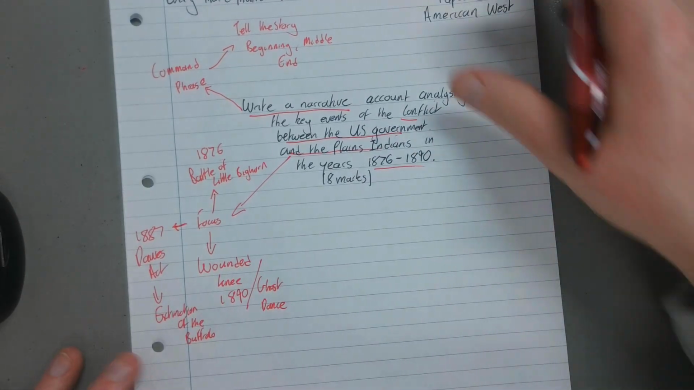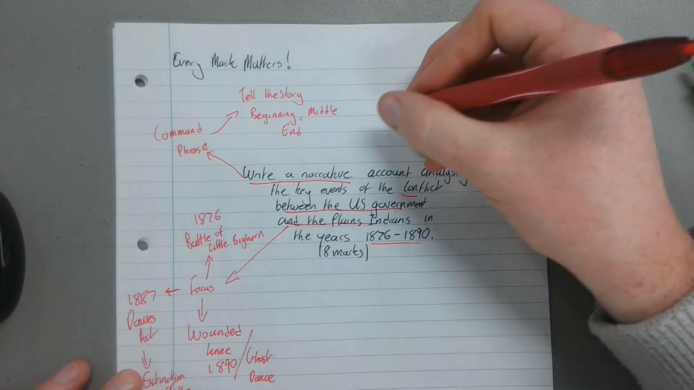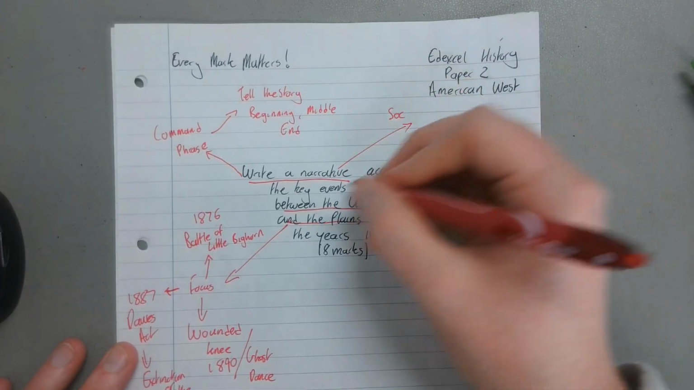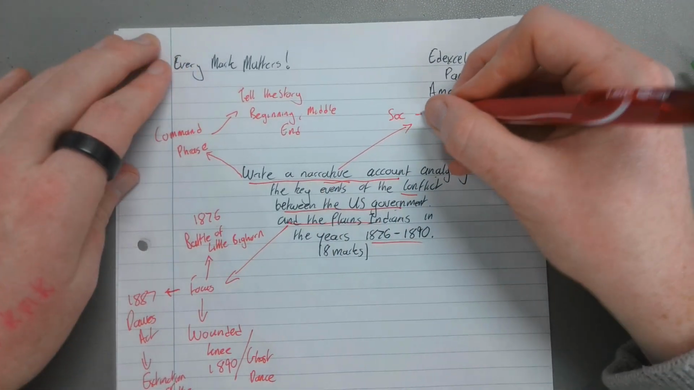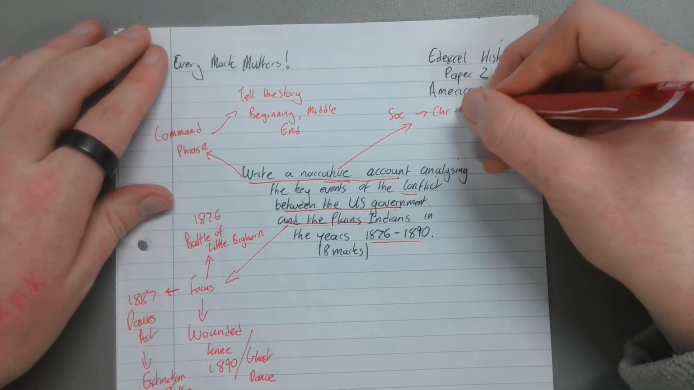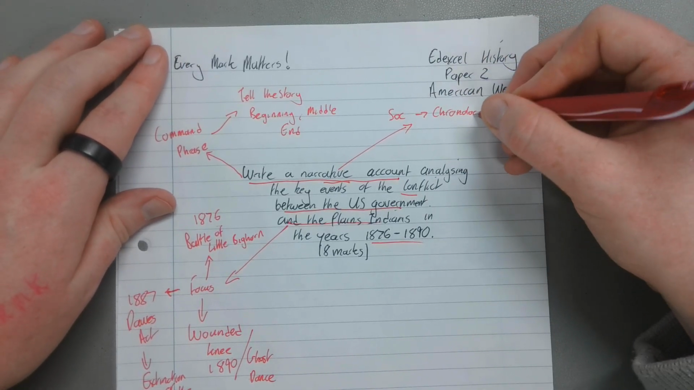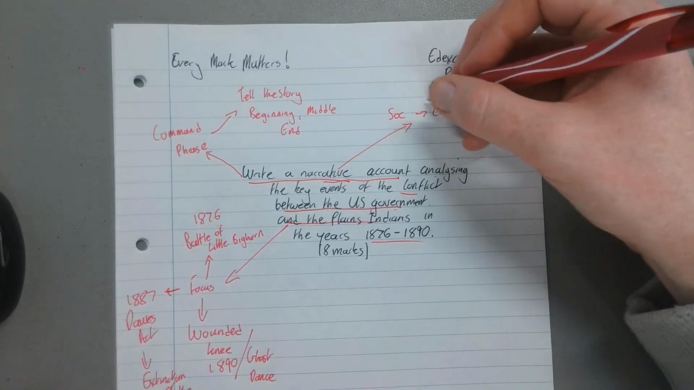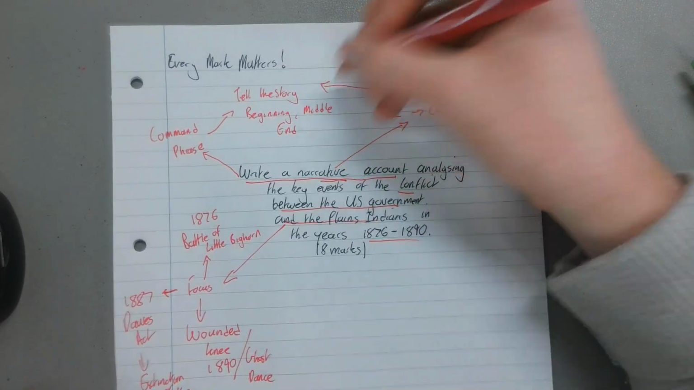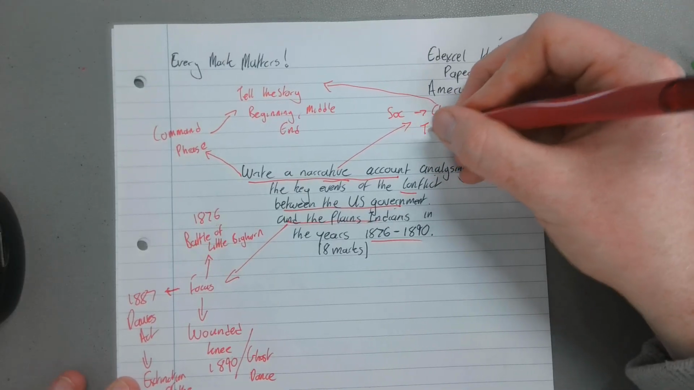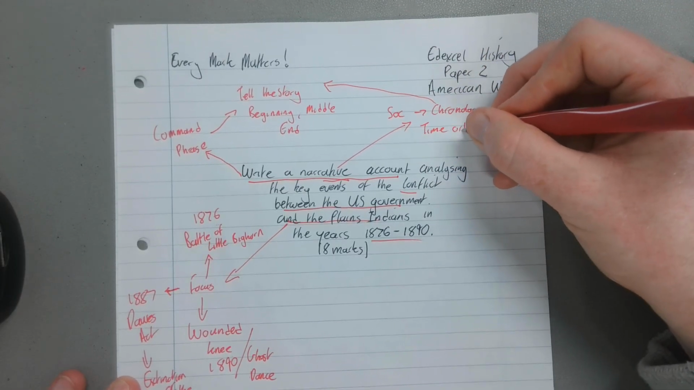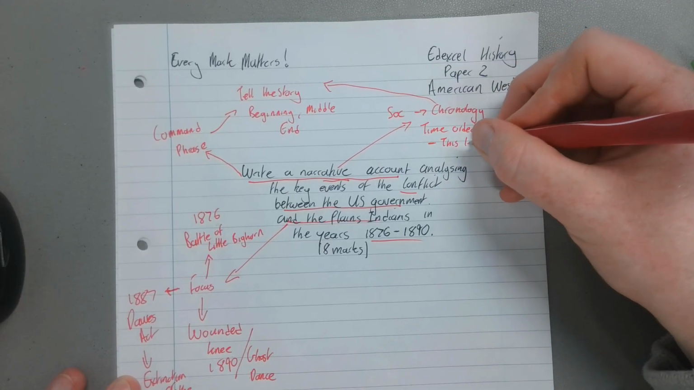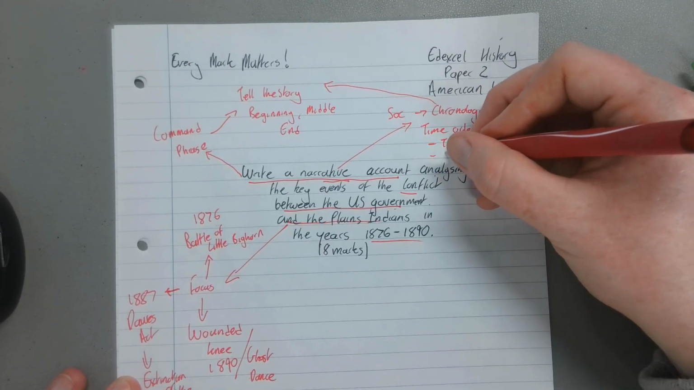Right, let's have a think about our second order concept. So our second order concept within this question is narrative accounts. And specifically, our second order concept is chronology. What that means is, going back to telling the story, it needs to be in time order, which means you might use phrases like this led to, or as a result.